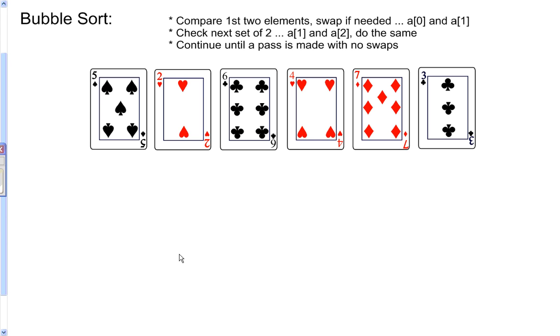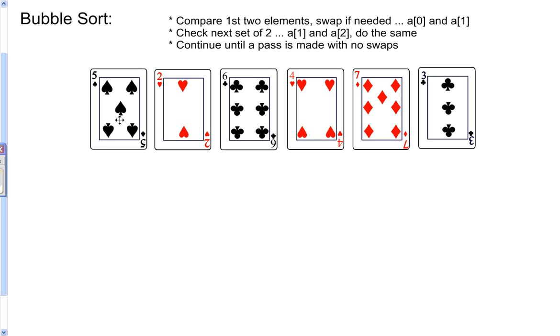A bubble sort. Before I even do any coding with sorting, let's just talk about the concepts and what all of this actually means. So I have numbers. I'm using cards, but think of these as an array of just integers: 5, 2, 6, 4, 7, 3. And a bubble sort goes like this.